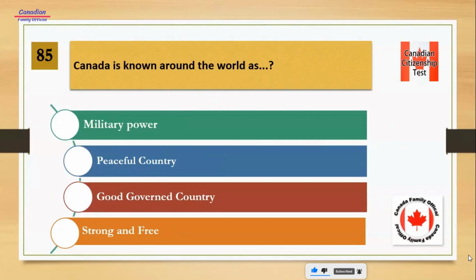Canada is known around the world as Number 1, military power. Number 2, peaceful country. Number 3, well-governed country. Number 4, strong and free. And the answer is strong and free.